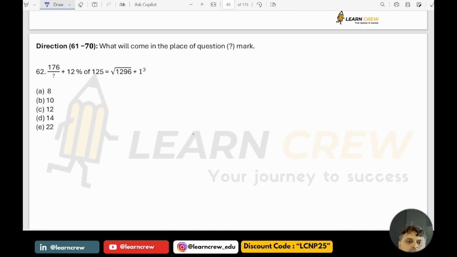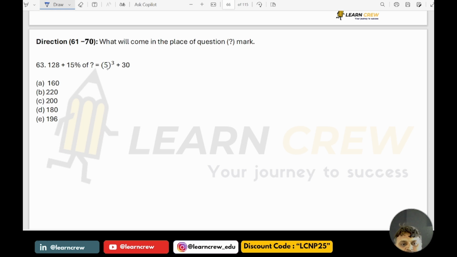62. Now root over 1296. 1296 is 36 square. So now how much is 36? 36 plus 1. 36 plus 1 is going to be 37. And 12 percentage of 125 is 15. So 37 minus 15, 22. So your answer will be 176 by 22, which is 8. So answer is 8.